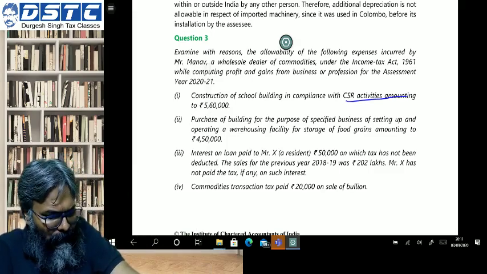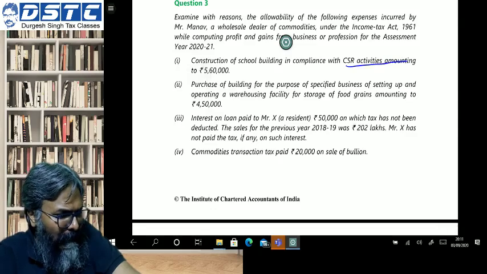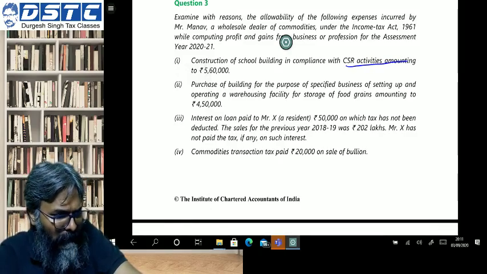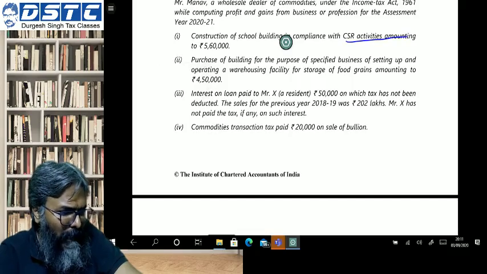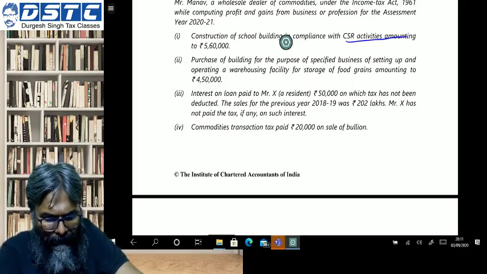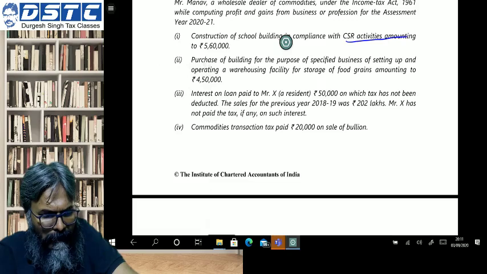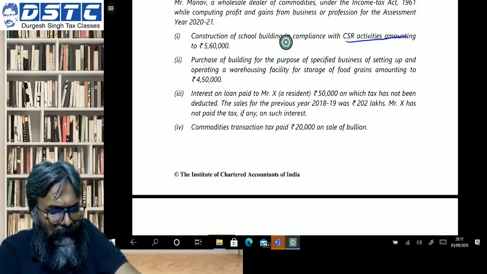Coming to point number 3. Interest on loan paid to Mr. X, a resident, rupees 50,000, on which tax has not been deducted. TDS has not been deducted. So interest on loan paid to Mr. X, this is 40A(ia). Interest on loan paid to Mr. X, rupees 50,000, on which tax has not been deducted.